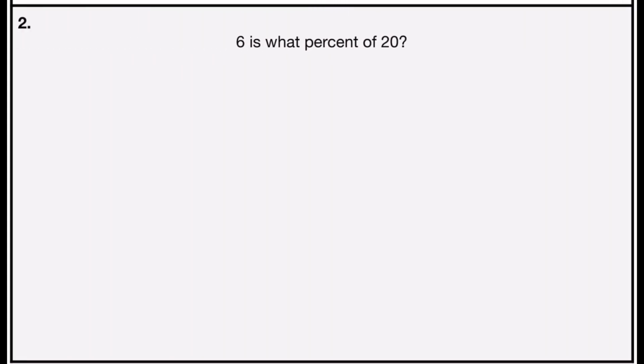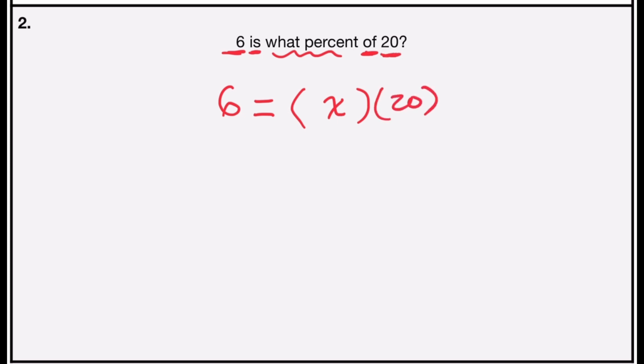Problem number 2 says 6 is what percent of 20? So I'm going to go through the same process of writing the equation. I'm going to look for the word is. That's going to be my equal sign. On the left side of the equal sign is the number 6. So I will have 6 equals. Then I'm going to look for the word of. So I'm going to multiply what percent. There's the what, so that's the variable x. And that's going to be multiplied by 20. So 6 equals x times 20 is 20x.